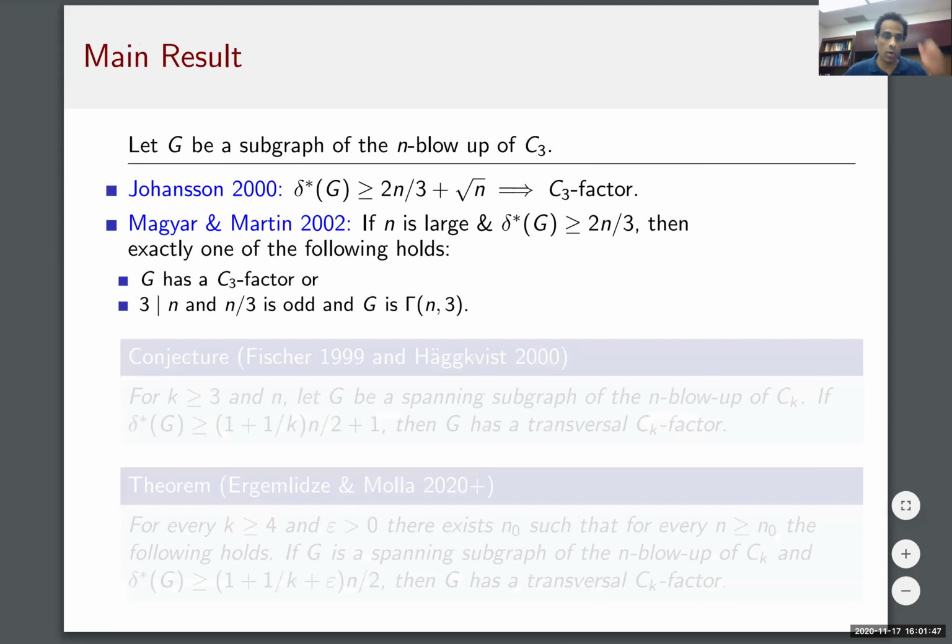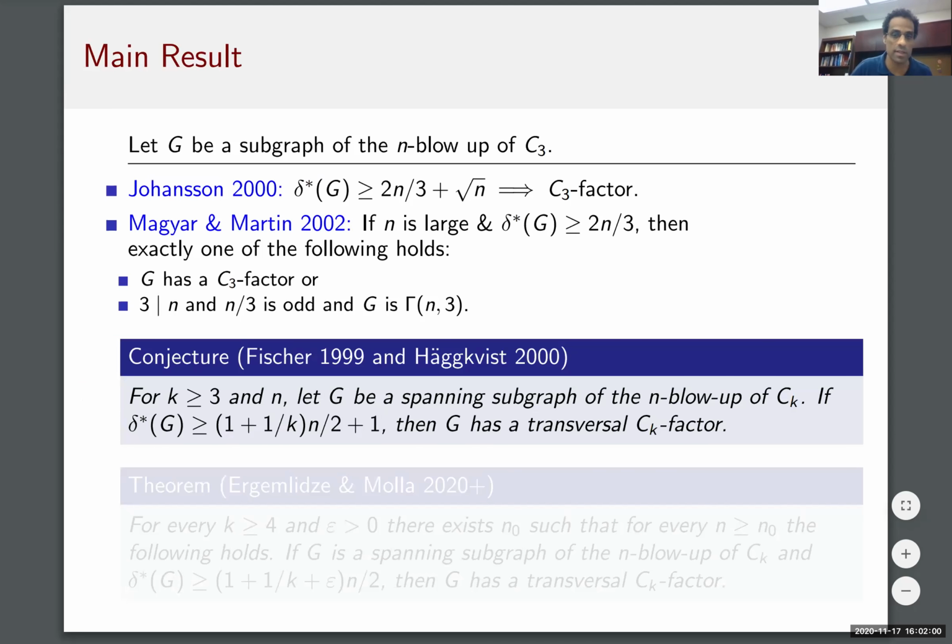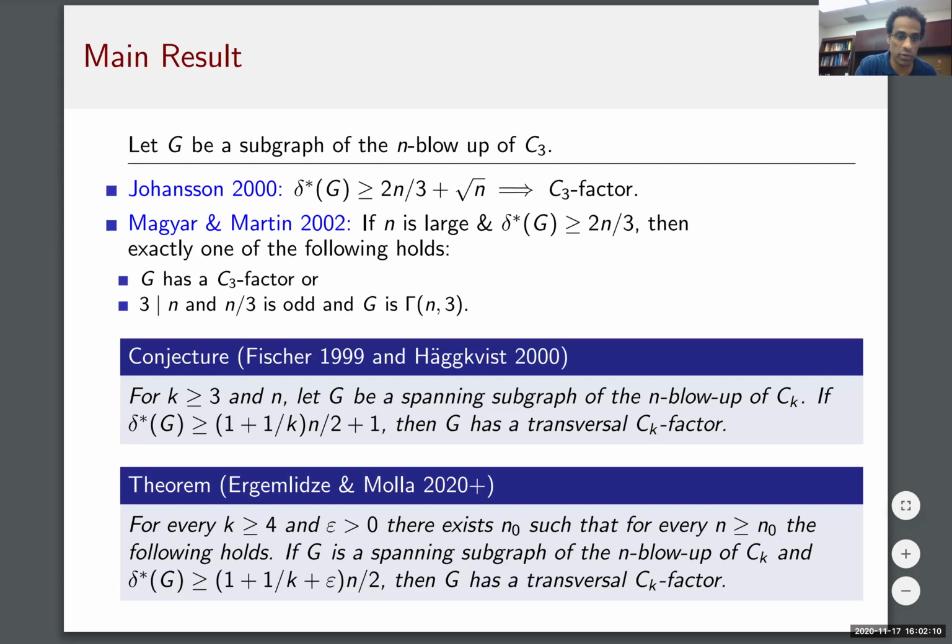So now here are the results again: the Johansson result and the Magyar and Martin result. The generalization where you think about the C3 as being a cycle instead of a complete graph is what I was showing on the first slide. This is the conjecture of Häggkvist and Fischer, who conjectured it independently, and this is what we proved. The case 3 is already taken care of, but for the k greater than or equal to 4 case, we showed that, yes, asymptotically, this condition here is the correct condition for a transversal CK factor.